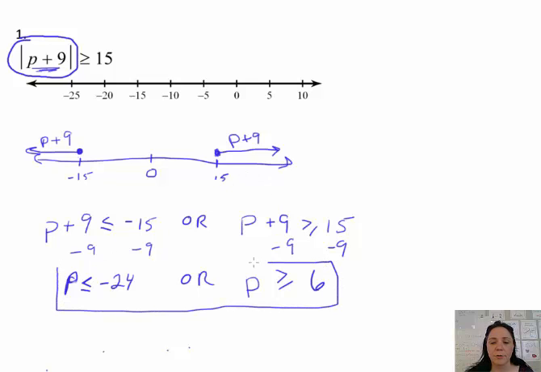So here's my final answer numerically. And I need this to be an or because these are going out in separate directions. They can't both be true. No number can be both less than or equal to negative 24 and also greater than 6. That wouldn't make sense. So we're going to say that my 6 is here, and off we go this way. And that my negative 24 is right about here, and we're going to go off this way on our supplied number line. So there we go. First problem done.